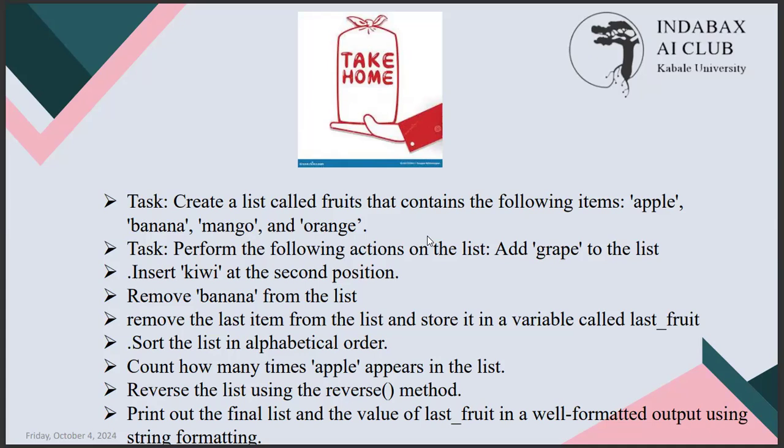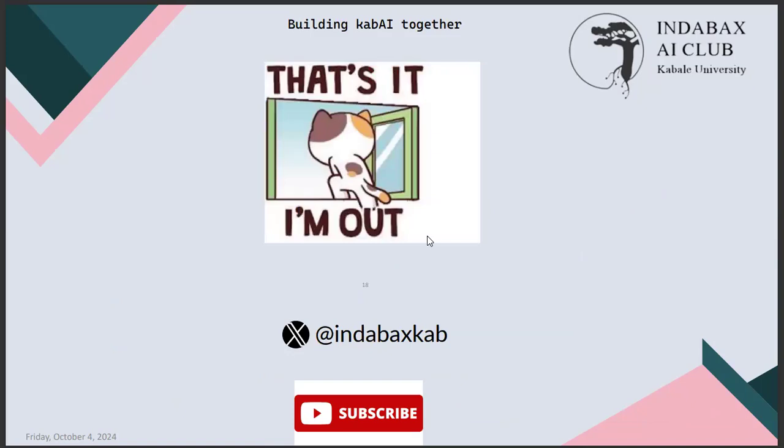Then sort the list in alphabetical order. Count how many times apple appears in the list. Reverse the list using the reverse method. Print out the final list and the value of last_fruit in a well-formatted output. Of course, you have to use some string formatting skills. That is your take home for today.